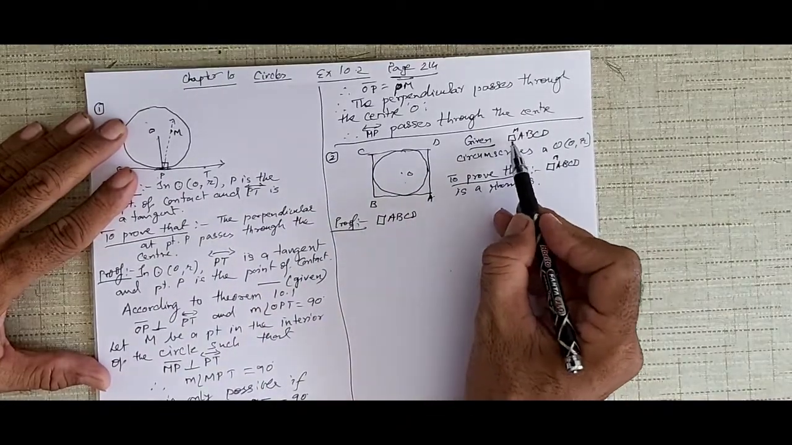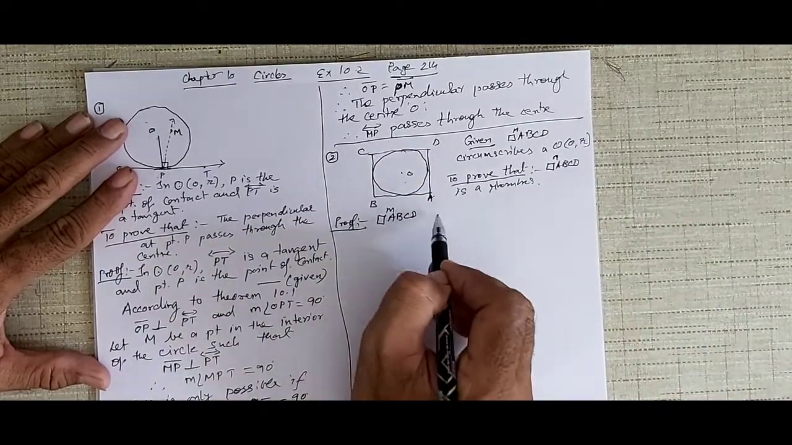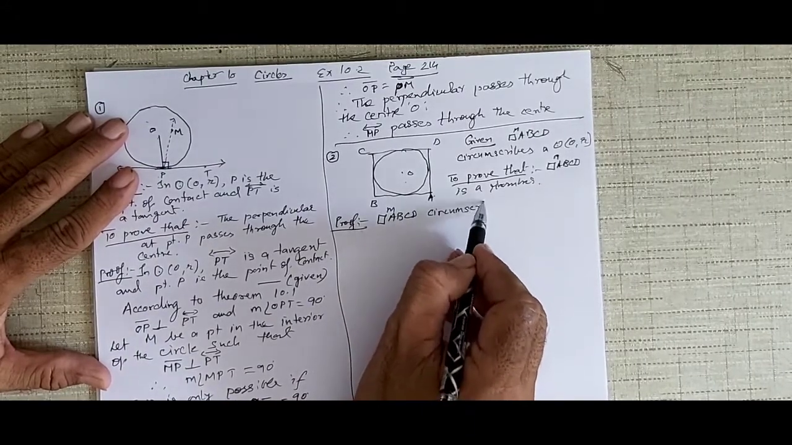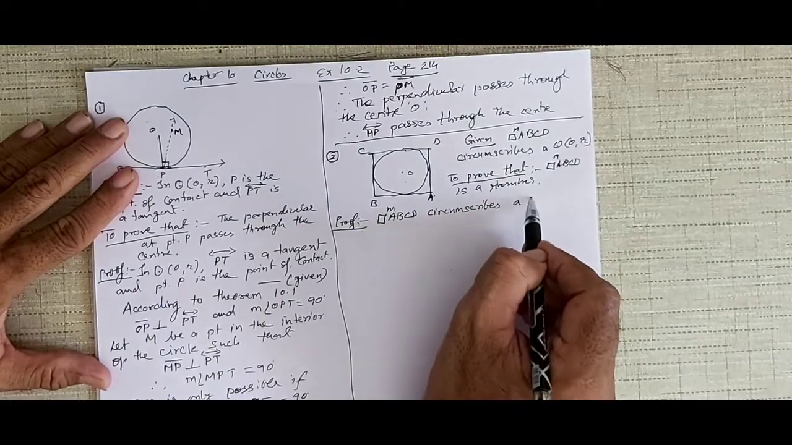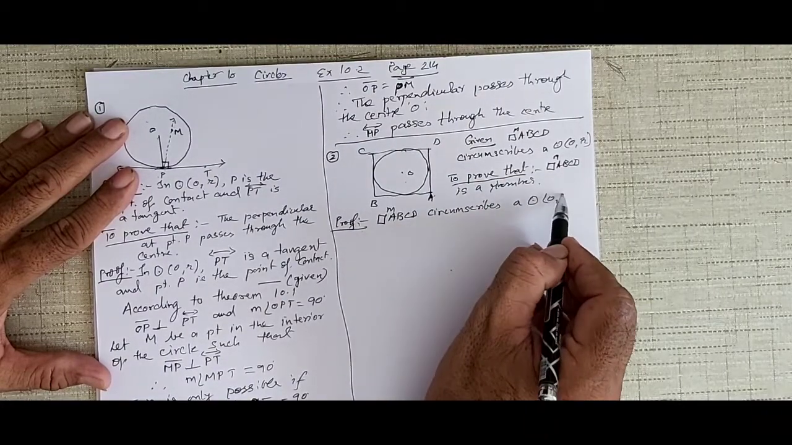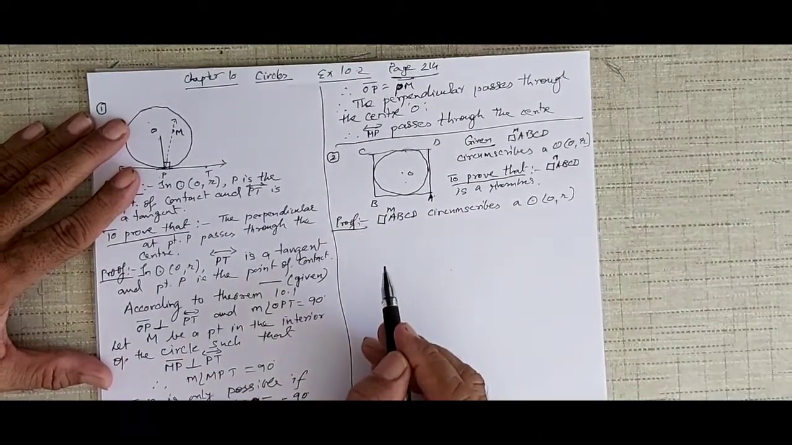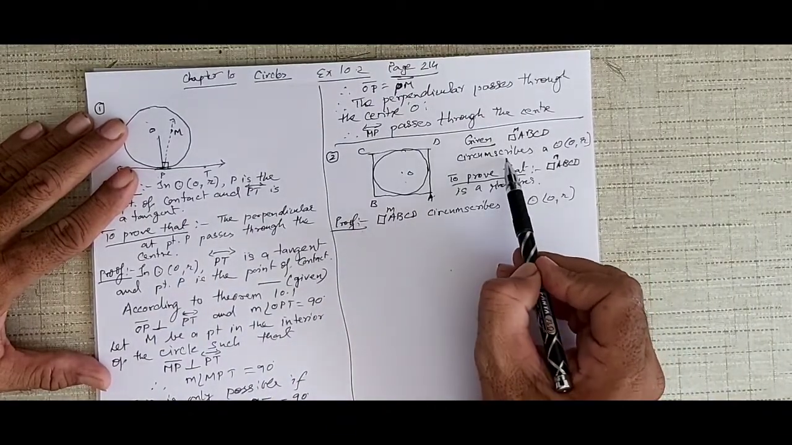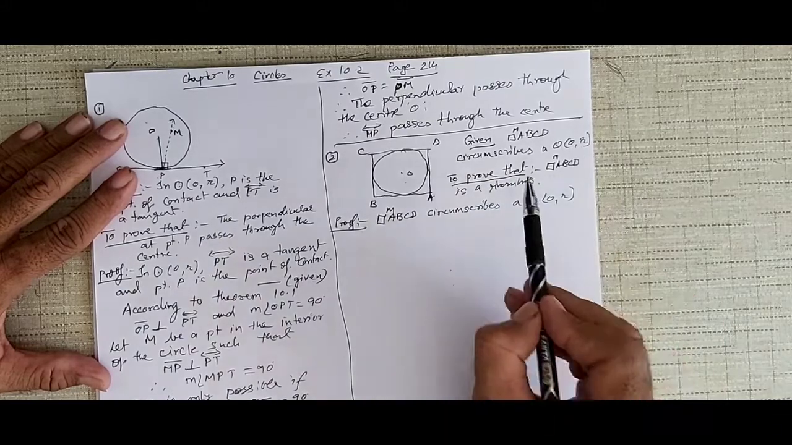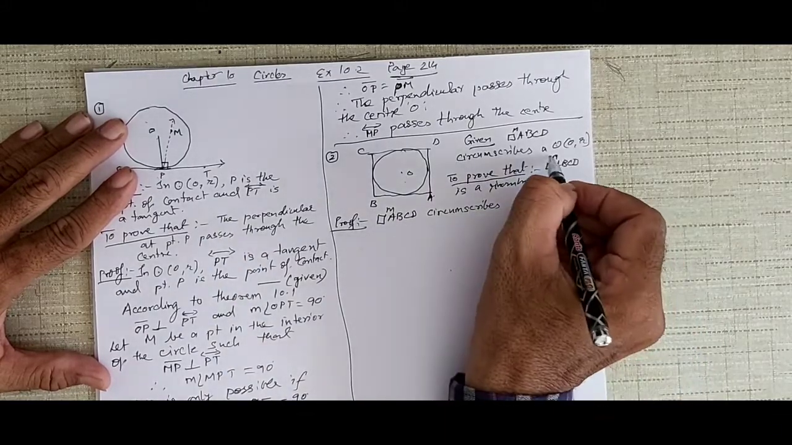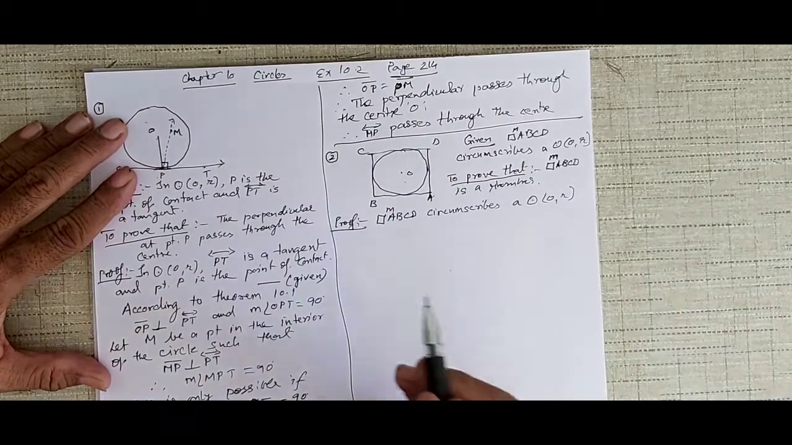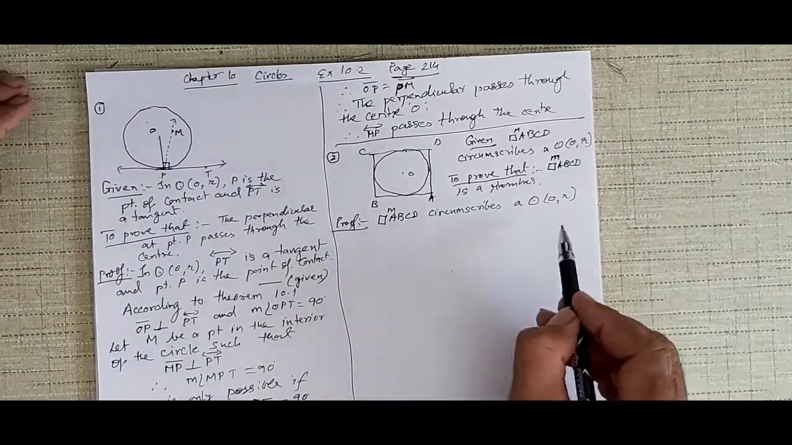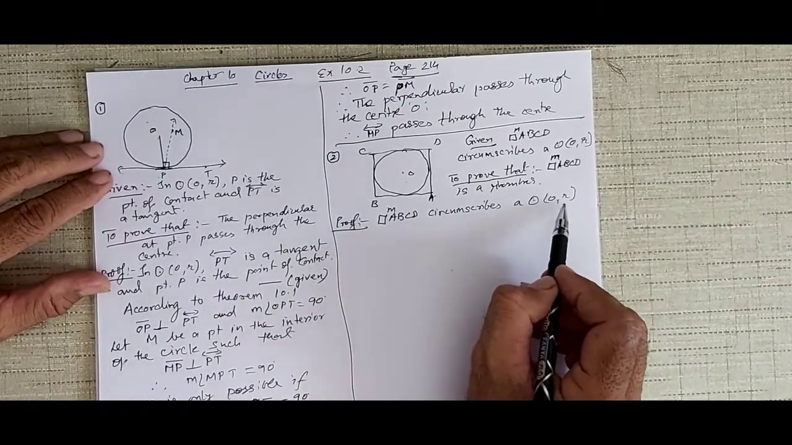This is the symbol for parallelogram. So parallelogram ABCD circumscribes a circle with center O and radius R. This is what we are given here. Once again, what are we given? We are given a parallelogram ABCD that circumscribes a circle with center O and radius R, to prove that this parallelogram ABCD is a rhombus.